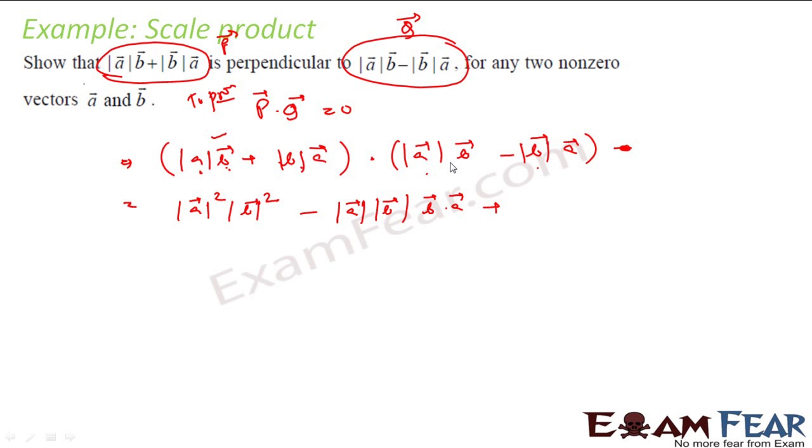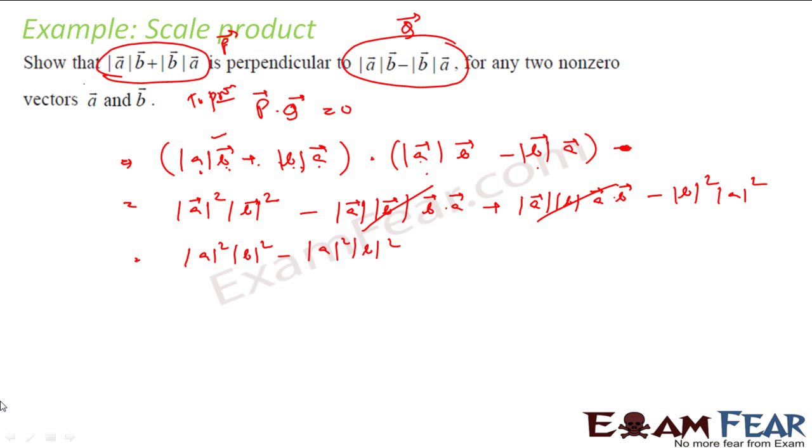We'll take this part now. Magnitude of B into magnitude of A, that is again magnitude of A into magnitude of B into A dot B. So again we take A dot B. Again plus minus is minus. B dot B is again magnitude of B square, and A dot A is magnitude of A square. Correct. Now if you see, this guy and this guy are the same. This is nothing but magnitude of A square magnitude of B square minus magnitude of A square magnitude of B square. This guy is also same. And that is what I have to prove.